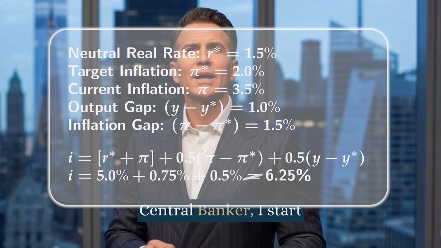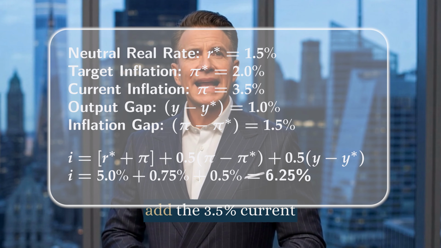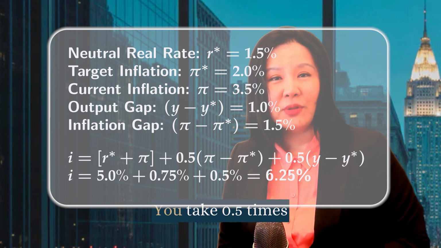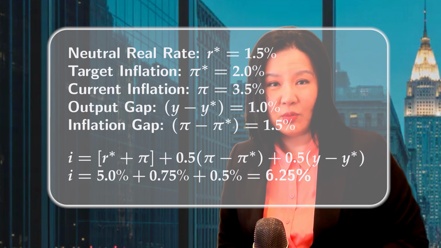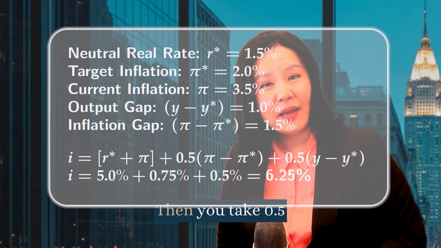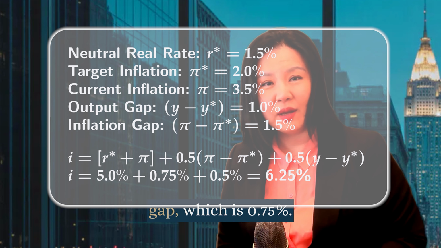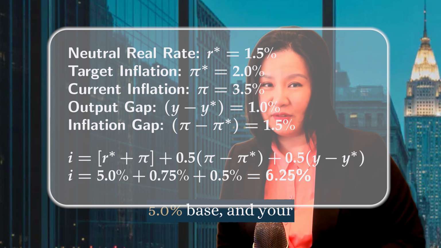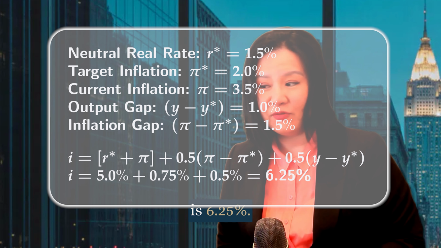So if I'm the central banker, I start with my base. I take the 1.5% neutral real rate and add the 3.5% current inflation. That's 5.0% as my starting point? Now for the adjustments. You take 0.5 times your 1.0% output gap, which is 0.5%. Then you take 0.5 times your 1.5% inflation gap, which is 0.75%. Add those to your 5.0% base, and your target nominal policy rate is 6.25%.